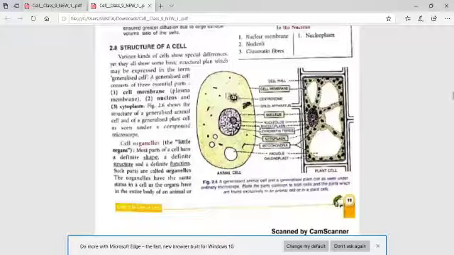A cell consists of a limiting membrane, which is called the plasma membrane, which surrounds the cytoplasm, and in the cytoplasm the nucleus is present. So what are the three components present in a cell? One is the limiting membrane, that is the plasma membrane. Second is the protoplasm along with the nucleus. Now what is protoplasm? Protoplasm means it's the cytoplasm where the organelles are suspended, and inside the nucleus, nucleoplasm is present. So protoplasm is equivalent to cytoplasm and nucleoplasm.